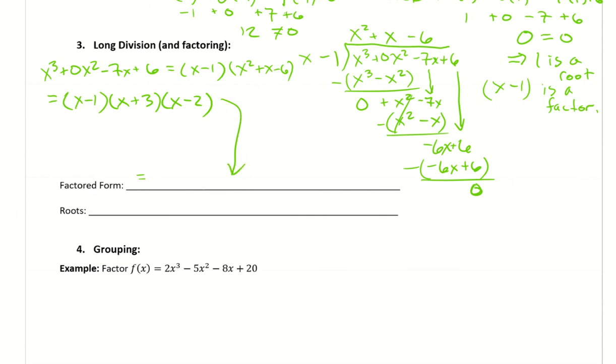And then the roots would be, there's two ways to write this that I'm going to want to see on a quiz. It's going to be x equals 1, negative 3, and 2. Remember, it's just the opposites of these numbers. Or you can write it as (1, 0), (negative 3, 0), and (2, 0). And that's it. We'll go over grouping later, but for now I just wanted you to get the rational root theorem and the remainder theorem.